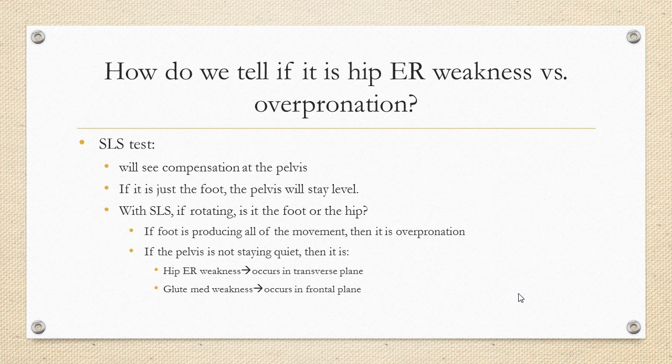If the foot is producing all of the movement, then you can pretty much bet that overpronation is the problem. If the pelvis is not staying quiet during single leg stance and the rotation, you're going to see hip external rotation weakness in the transverse plane, and you'll see glute medius weakness in the frontal plane.